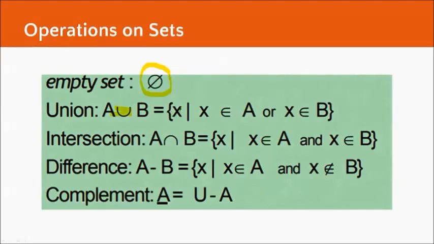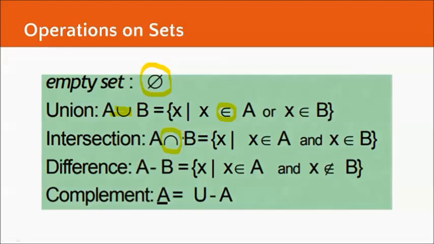Okay? To read, A union B is equal to the set of x such that x is an element of A or x is an element of B. If you see this symbol, what does it mean? It means element of. Okay? Next is the symbol for the intersection, the operations on sets for set theory. This one is the symbol for intersection.